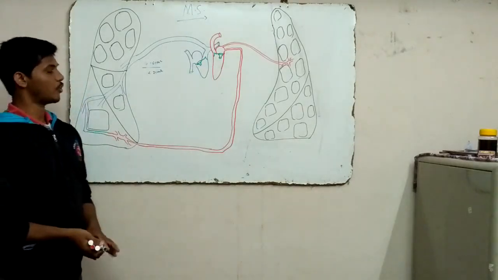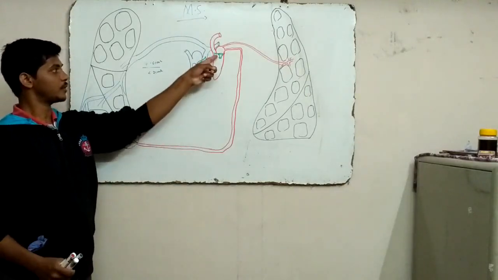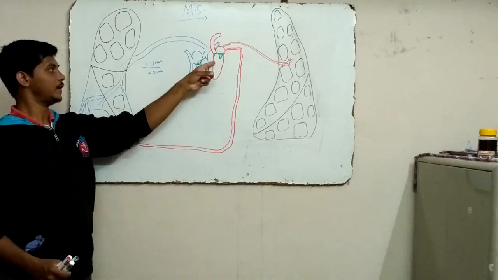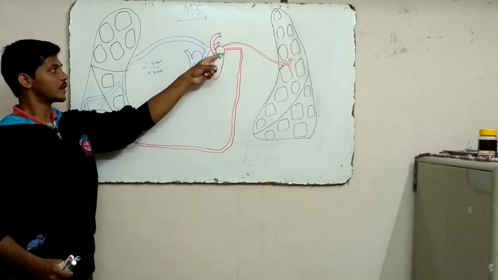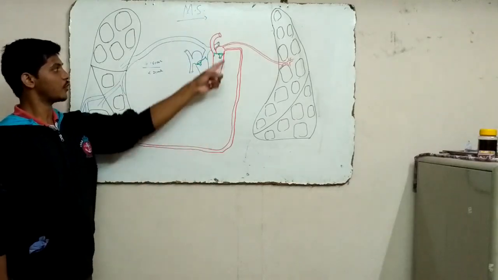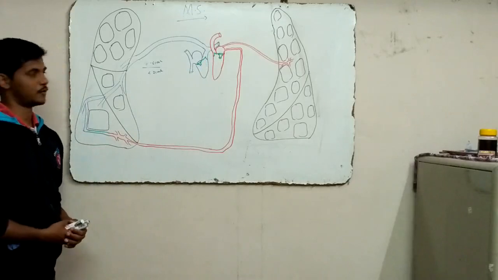So we'll define mitral stenosis again. Mitral stenosis is a valvular heart disease characterized by thickening of the mitral valve leaflets or the chordae tendineae, leading to reduction in the orifice of the mitral valve, thereby restricting the flow of blood from the left atrium into the left ventricle during ventricular diastole.